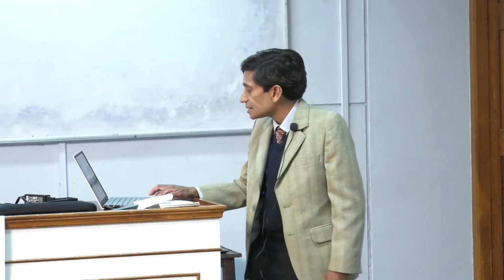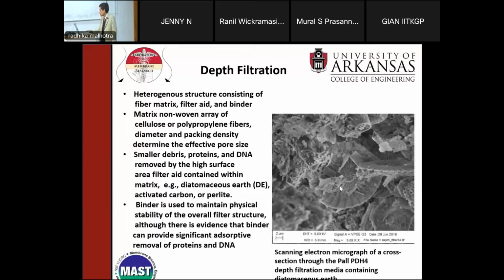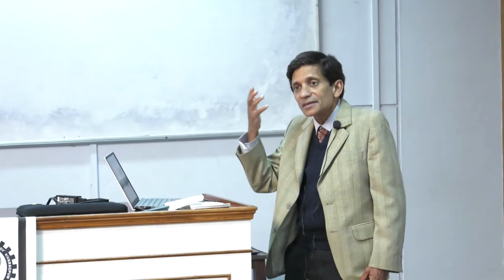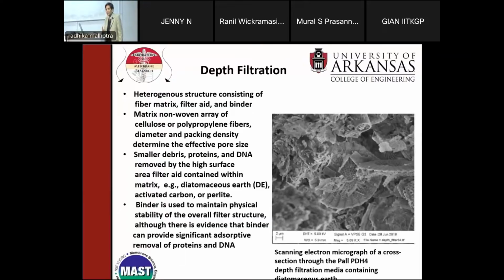Okay? And then here is a SEM of one of these depth filters that's made by Pall Corporation. So when you think of depth filters, they're actually rather complex. They contain many different components, and besides removing cells and cell debris, you're also trying to see if you can get removal of some of the other contaminants, lowering the load on subsequent purification steps. So these are how depth filters are designed.